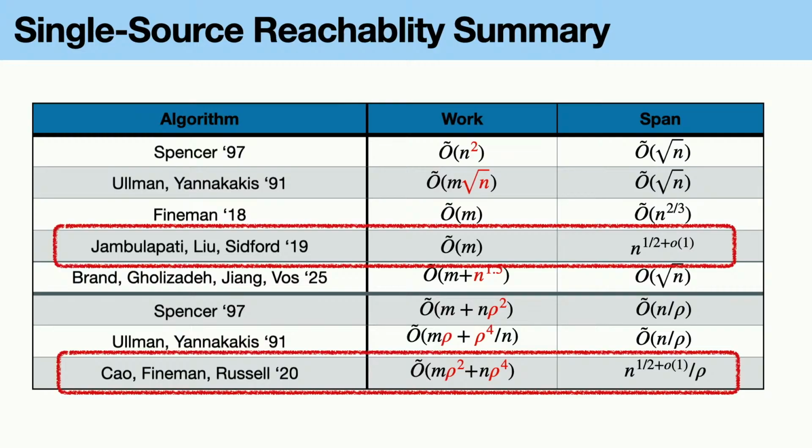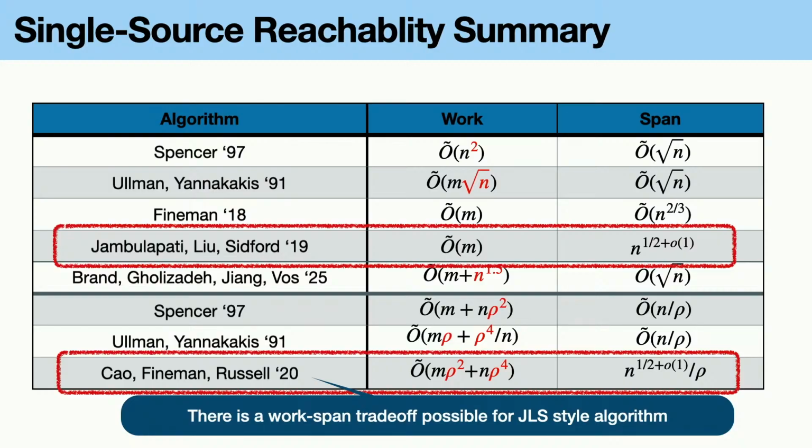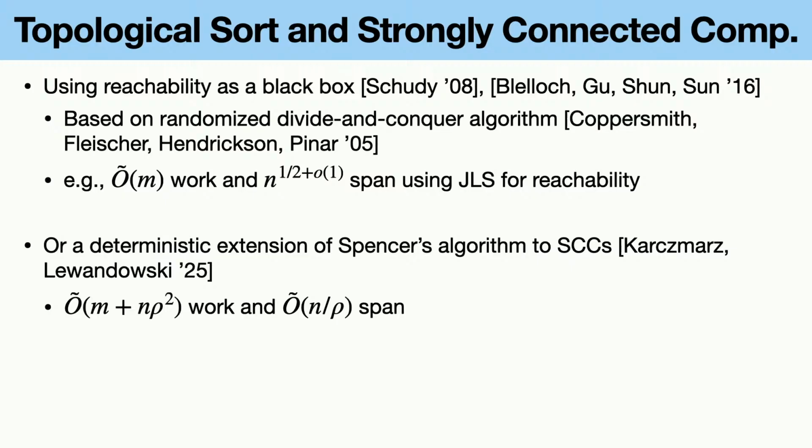One of the things you noted about Spencer's algorithm is good because it's deterministic, not randomized. Yeah, I don't know of any unrandomized versions of any of the algorithms other than Spencer's here. All right, yeah, so there's a work-span trade-off for the JLS-style algorithm as well.